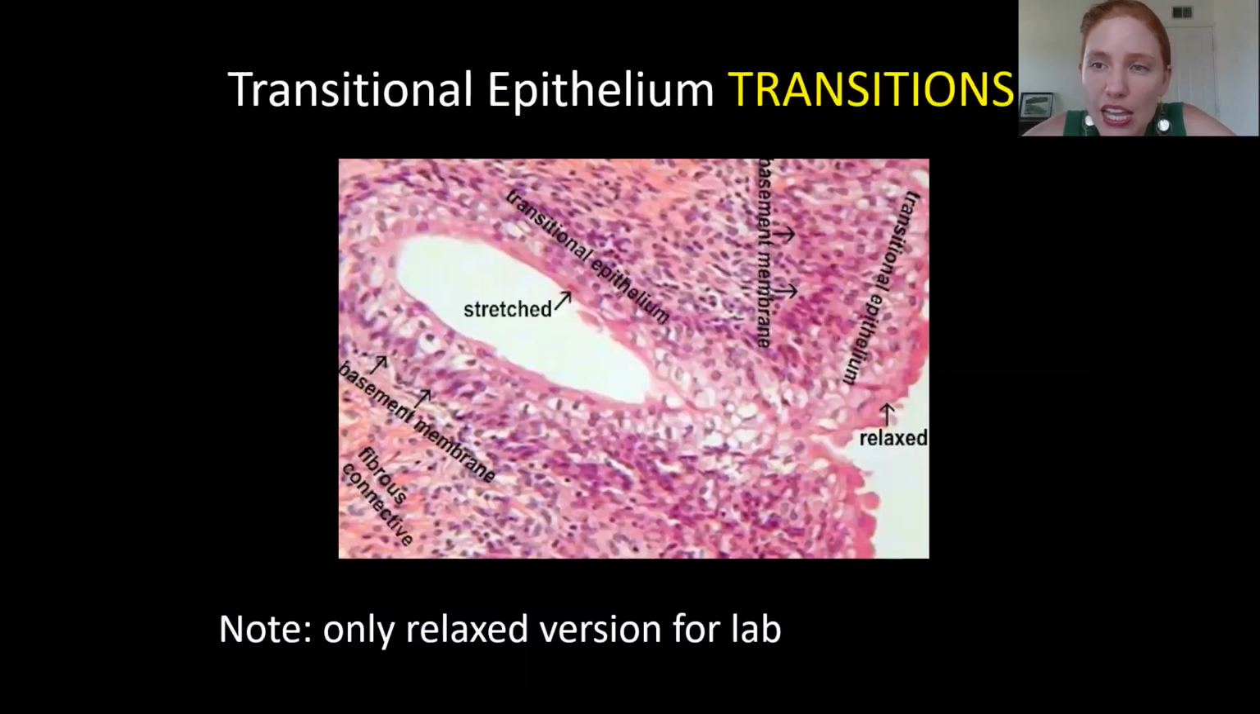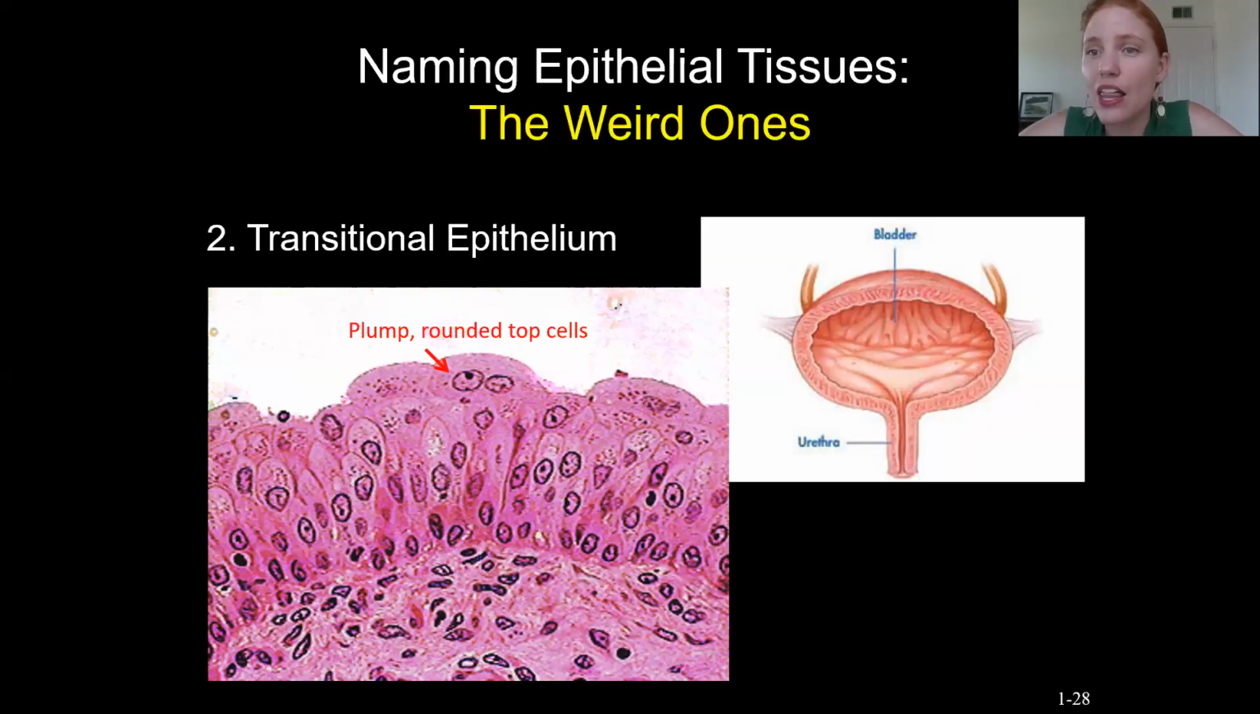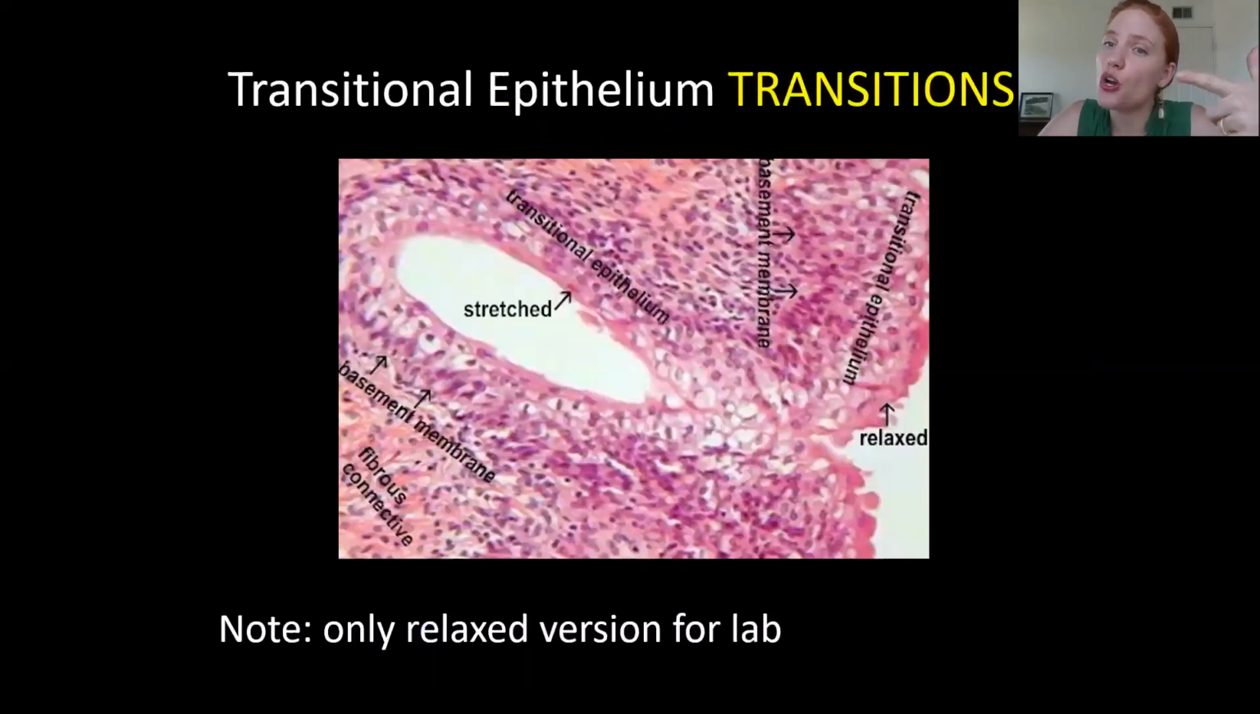And so when you're looking at this, by the way, for this class, for lab, when you're identifying the tissues, it will always be what we call relaxed. Okay, it'll always look like this, where you have multiple layers with the round cells on the top. This is what it will look like for you. But let me go ahead and show you what it looks like when they are distended. Distended means the bladder is really full and everything's stretched out.